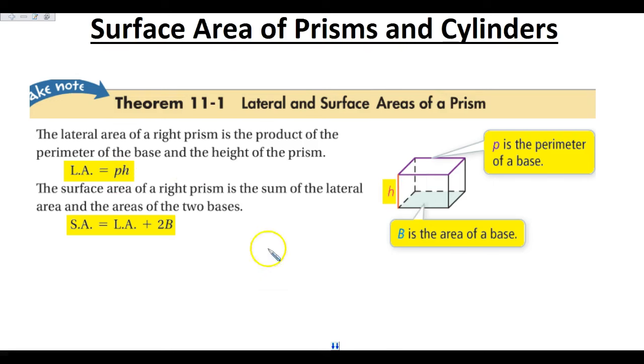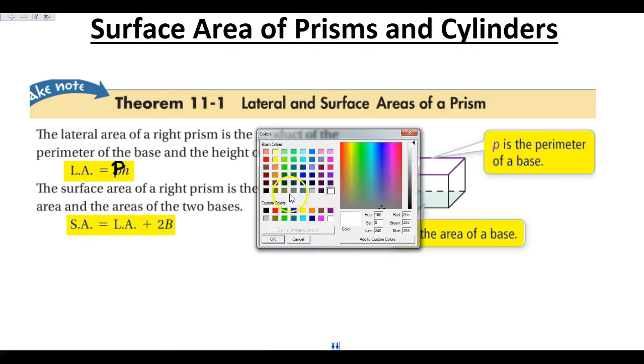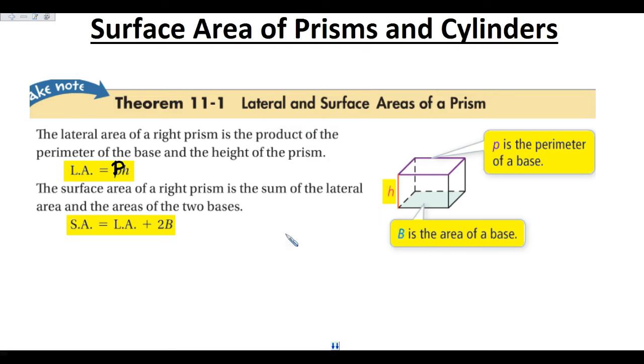One thing I want you to add in here, we're going to change this to a capital P, because capital B is area of the base, and capital P is perimeter of the base. So we're going to use a capital P instead of a lowercase p. Again, this comes from an older book, so that's probably why.